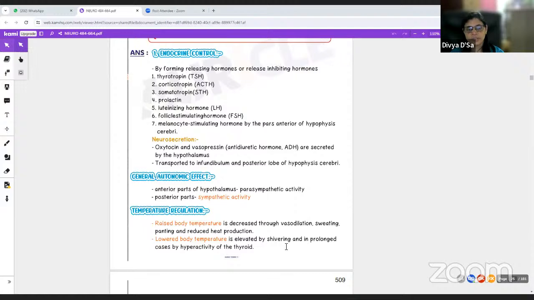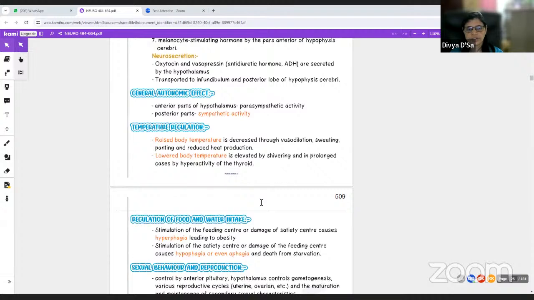Then the general autonomic effect: the anterior parts of the hypothalamus bring about parasympathetic activity, and the posterior parts bring about sympathetic activity. Temperature regulation: raised body temperature is decreased by vasodilatation, sweating, panting, and reduced heat production. Lowered temperature is elevated by shivering, and in prolonged cases by hyperactivity of the thyroid.